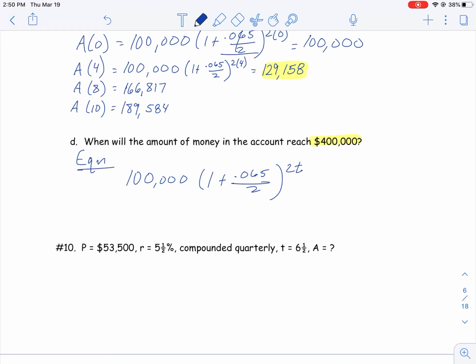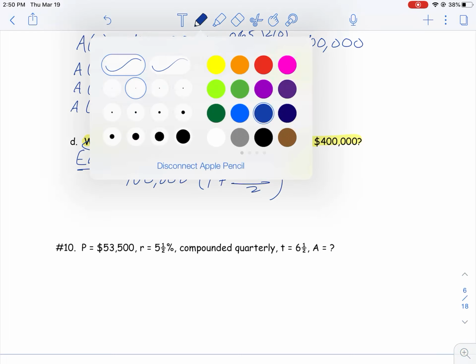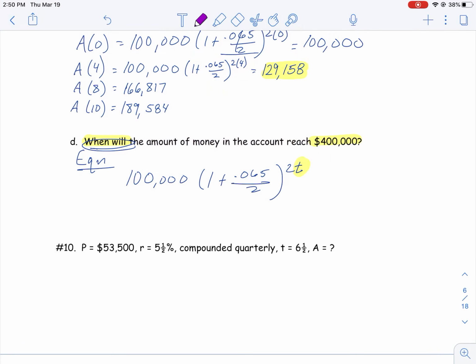We don't know what t is. That's what we're looking for, the amount of money we're looking for. When is that going to happen? So that's what it's asking is, what's t? But we want the amount of money to equal $400,000. So when is this true? The problem is we haven't learned how to solve when t is in the exponent.